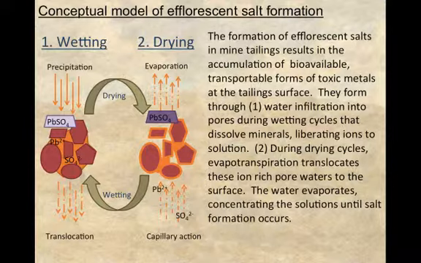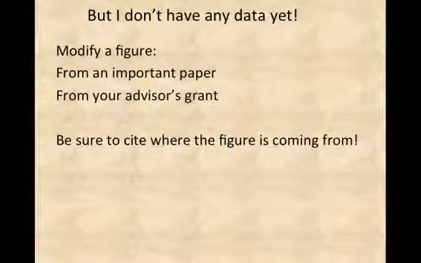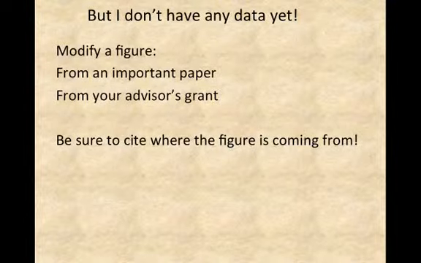But you might be thinking, I don't have any data yet. How am I going to make one of these figures? Well, the answer is to modify a figure from an important paper or from your advisor's grant. And if you're going to do that, you have to make sure that you cite where it's coming from, just like I cited that the data used in the EH-pH diagram was from a paper. Just put at the end of your figure caption "modified after," and then put your reference.